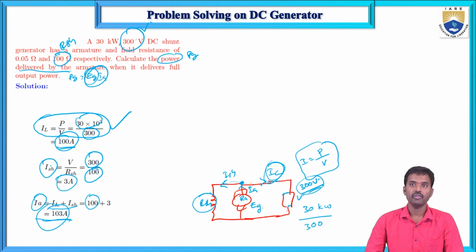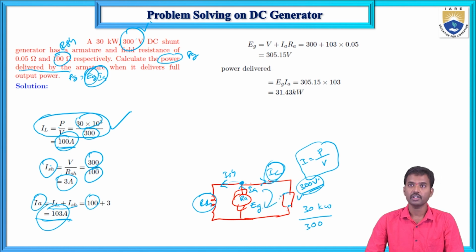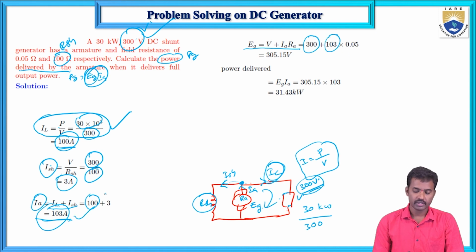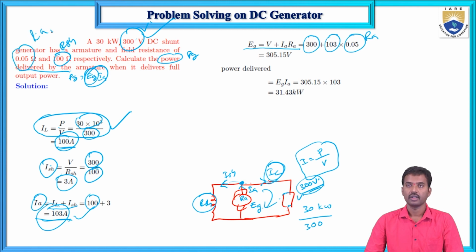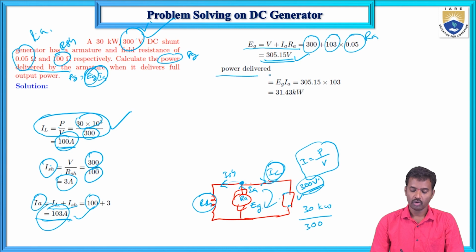Now how will we calculate EG, the generated voltage? Same thing here: if you apply KVL in this loop, EG equals V plus IA RA. Now V equals 300 volts plus 103 amperes into 0.05. This is RA, the armature winding resistance. Now this value EG equals 305.15 volts. Now the power delivered equals Eg into Ia, that equals 305.15 into 103. So that equals 31.43 kilowatts.